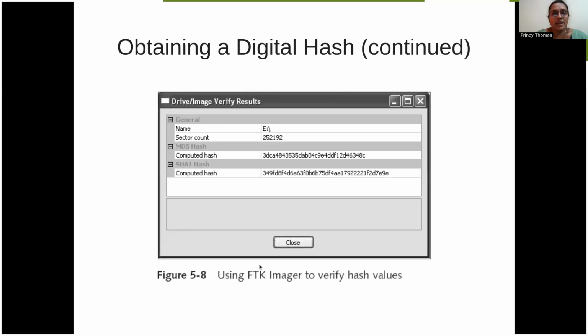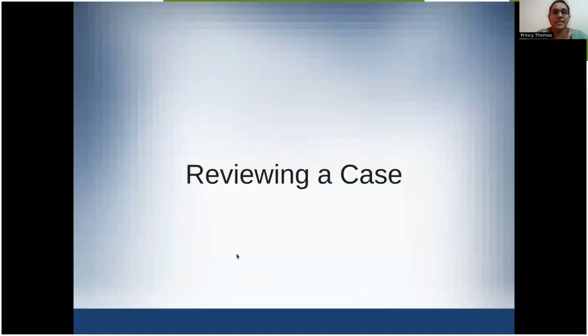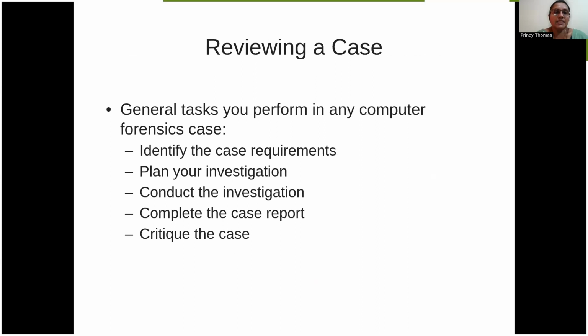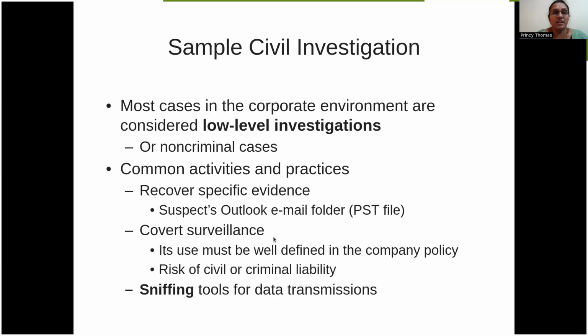Okay, so this is the FTK Imager, used to verify the results. Earlier hashes and current hashes can be compared. Finally, reviewing a case. The general tasks you perform in a computer forensic case are identifying the case requirement, planning the investigation, conducting the investigation, completing the case report, and critiquing the case. Okay, so these five steps we will see later.